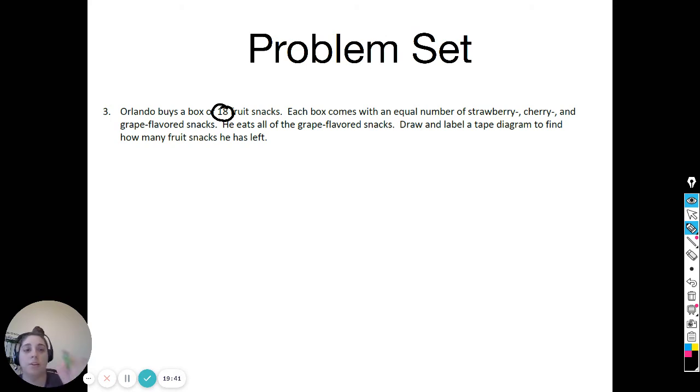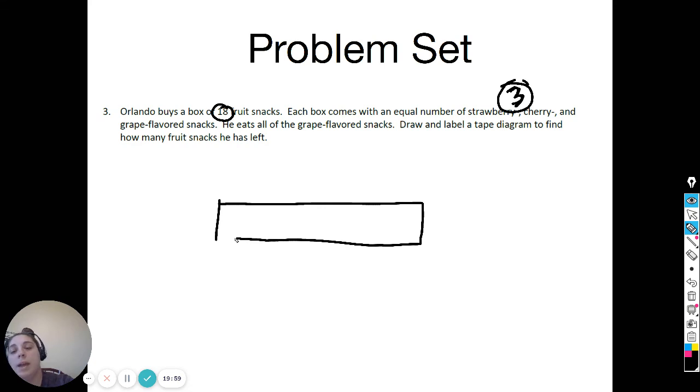Well, there's strawberry, cherry, and grape. So there's 3 flavors. So I'm just going to note that. He eats all the grape ones. So let's do our tape diagram. Go ahead and be writing with me. We have our tape diagram. Let's break it into the 3 groups. I'm going to do S for strawberry, C for cherry, and G for grape.